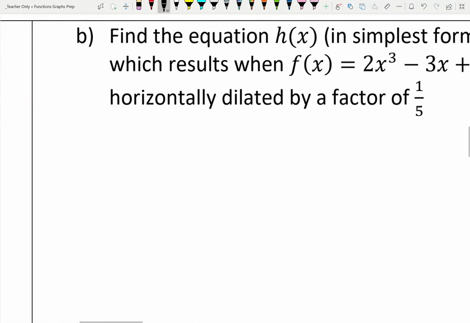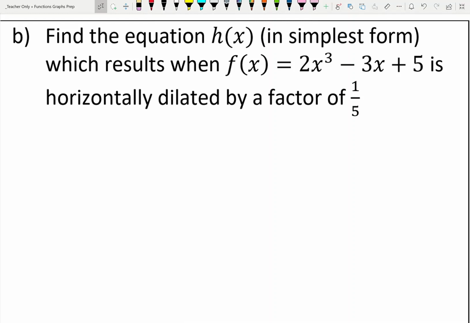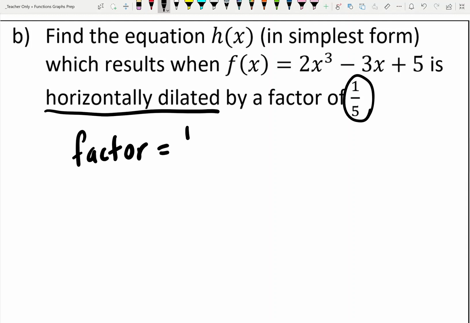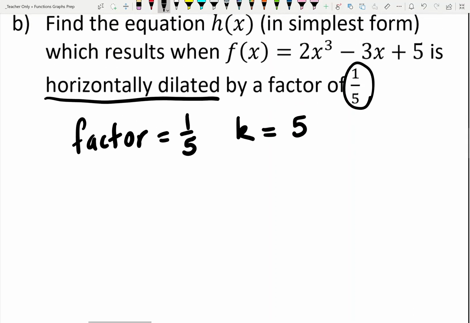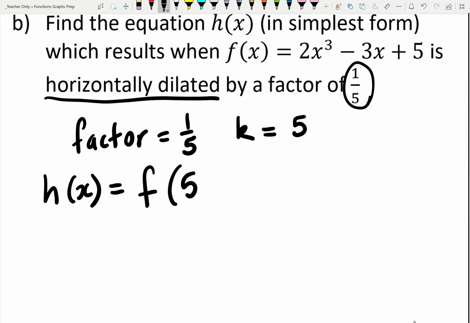So our next example is a horizontal dilation, and it's asking us to find h of x in simplest form, which results when f of x is horizontally dilated by a factor of 1/5. So if the factor equals 1/5, then k is going to equal 5. Notice that we have to make that adjustment before we make the substitution. So h of x is actually going to be f of 5x.